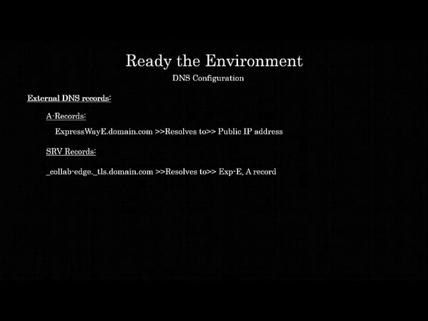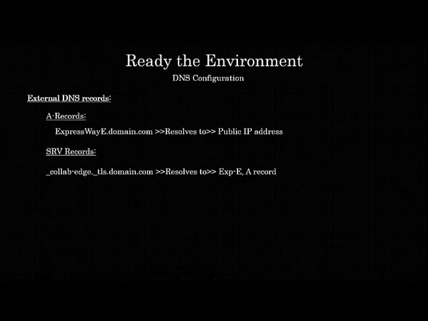On the external DNS record level, you will need to create an A record of Expressway E that will resolve to the public IP address of the server, and you will also need to create an SRV record that resolves to the A record of Expressway E. These records should be reachable from everywhere on the internet, and you can contact your ISP, or you can create them yourself using the interface of your domain name. So if you have purchased your domain from GoDaddy, for example, you can open up your username and password and navigate to the DNS configuration and create the needed records.